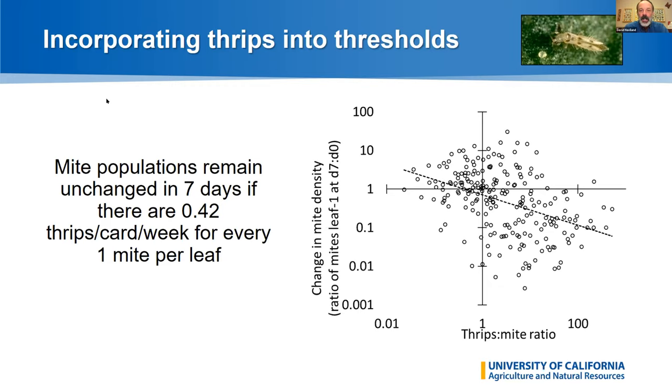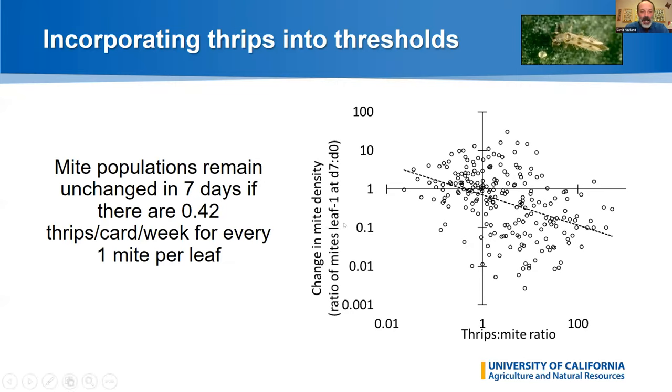And we can basically draw a line through all of this to develop what we'll call a threshold. In other words, how many good bugs per bad bugs do you need for the mites to stay the same or go up or go down? And we came up with that threshold. Don't memorize this number, but the technical was if there's 0.42 thrips per card per week for every one mite per leaf, it's a break-even situation, okay?